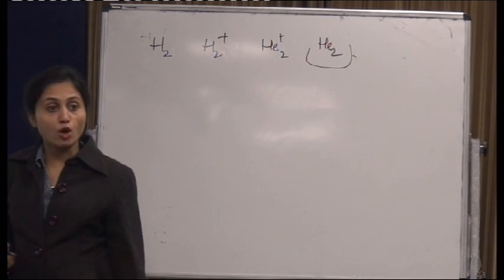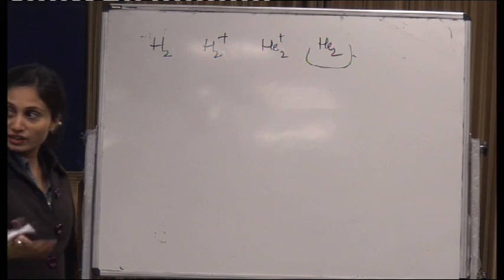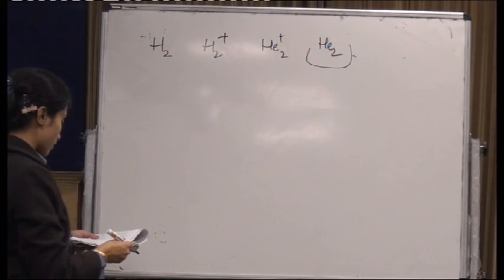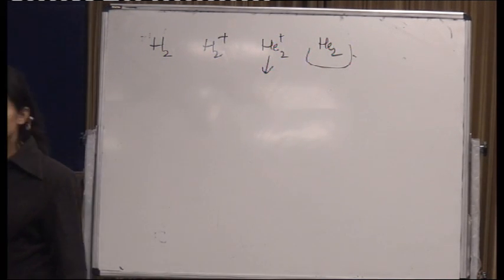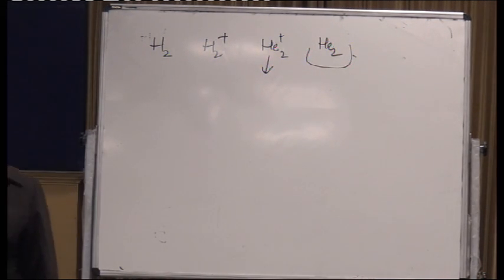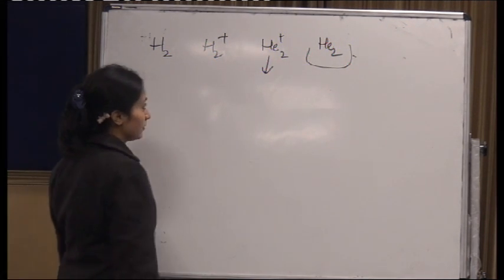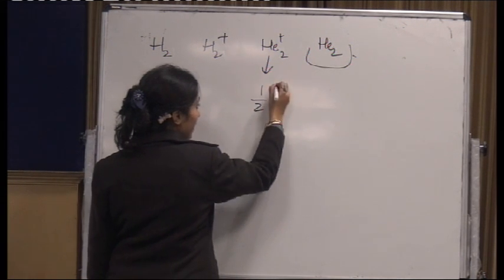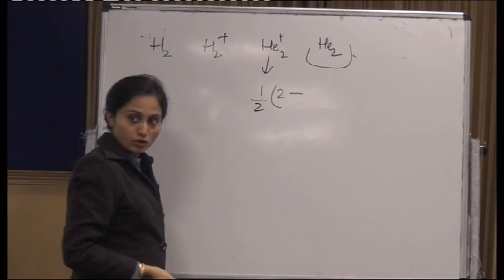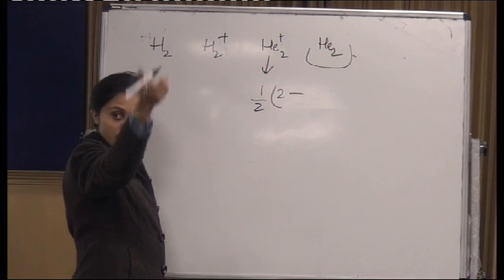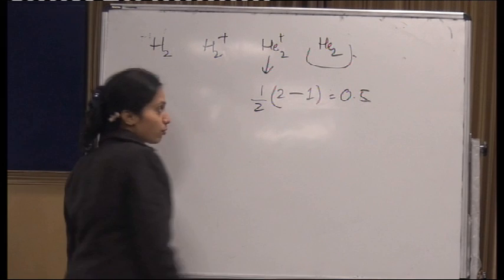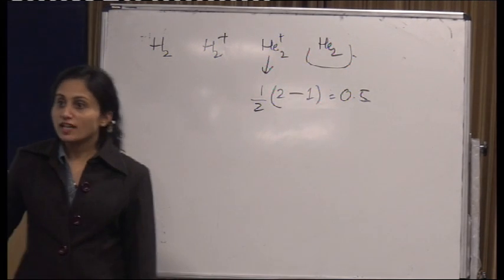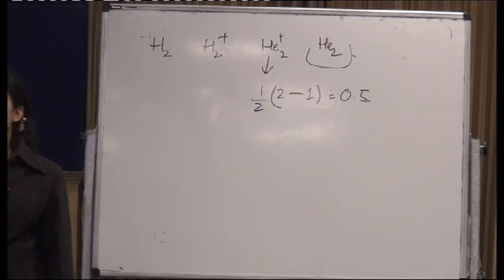Why? Because the bond order will be 0. Whenever the bond order is 0, you do not talk about its formation at all. Please tell me the bond order of He2 plus quickly. It will be half. Number of bonding electrons will remain as 2. He2 plus means one of them has been removed from the anti-bonding molecular orbitals. That means 1. So He2 plus has a bond order of 0.5. So He2 plus is still more stable than He2.